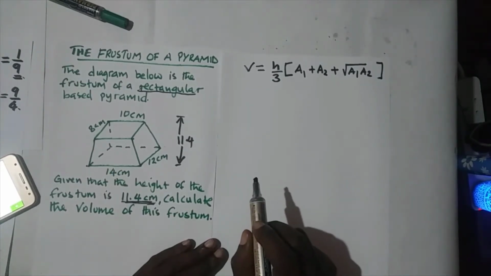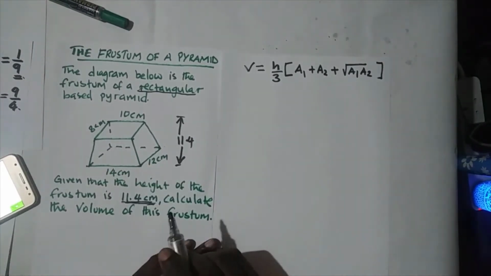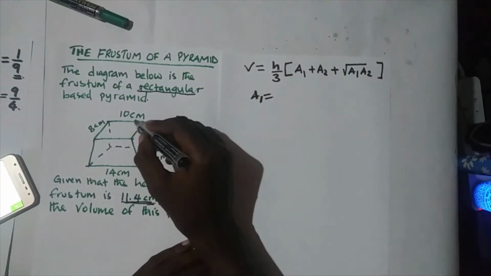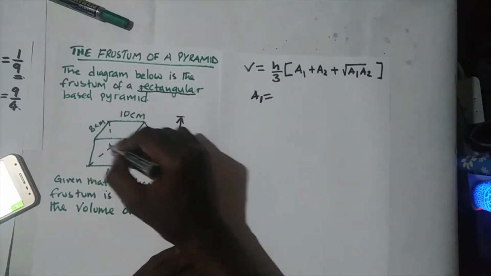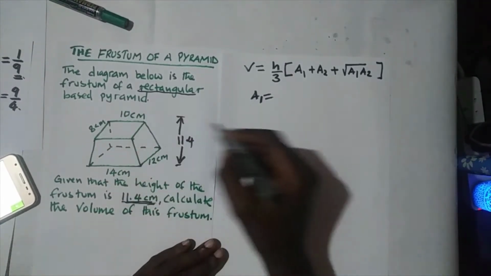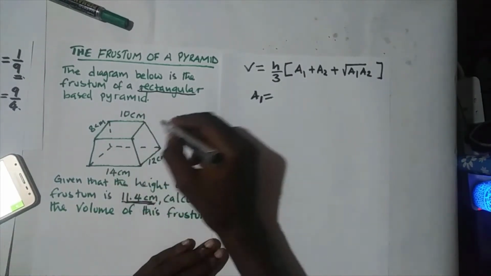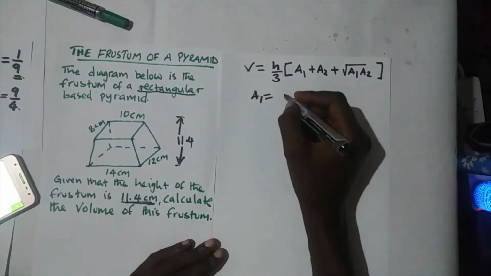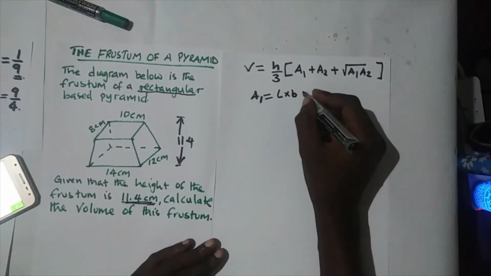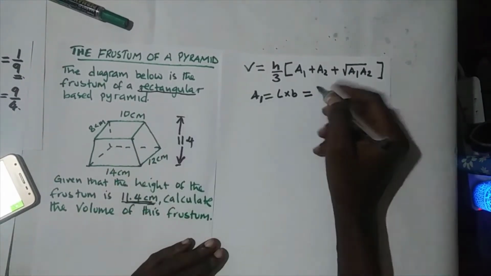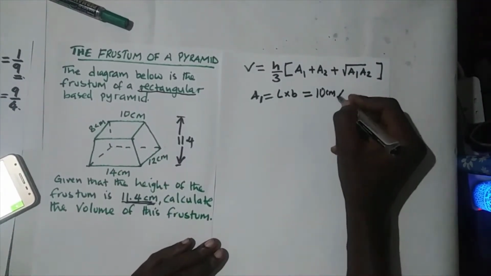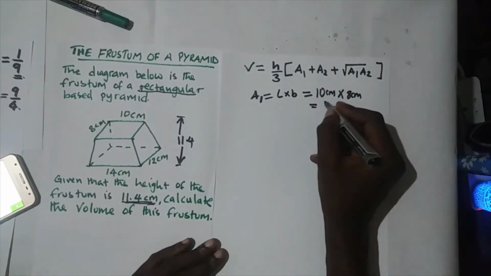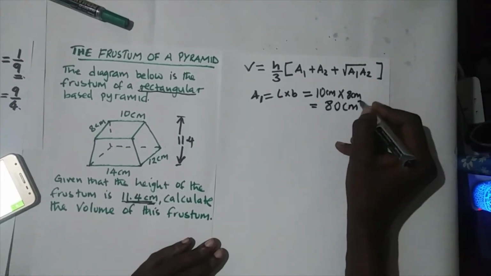Remember the formula for the area of a rectangle, because this is a rectangular based pyramid. Area 1 will be considered to be the area for the top part of the frustum. Since that is a rectangle on top, and the formula for the area of a rectangle is L times B, length times breadth. In this case, our length is 10 centimeters times our breadth, which is 8 centimeters. And this gives us 80 centimeter squared.